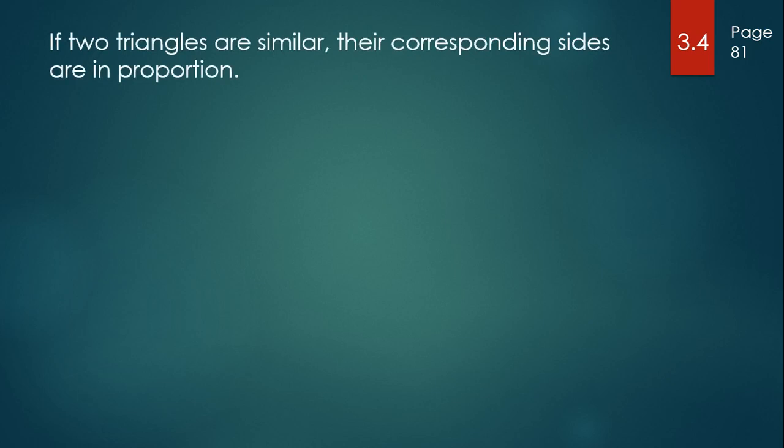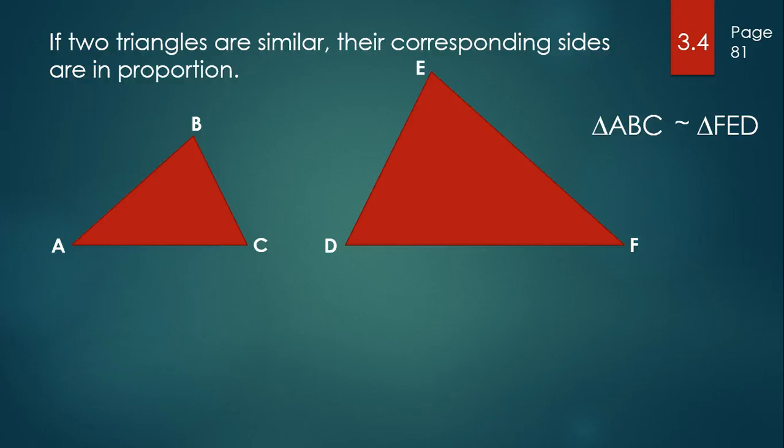Now if we do have two triangles that are similar, then their corresponding sides are in proportion. So let's say we have these two triangles, triangle ABC and triangle FED, and they are similar. If we look at the sides that are opposite the angles that are congruent, for example, side BC is opposite angle A, and side ED is opposite angle F. Those two sides would be considered corresponding. They are opposite angles that are congruent.